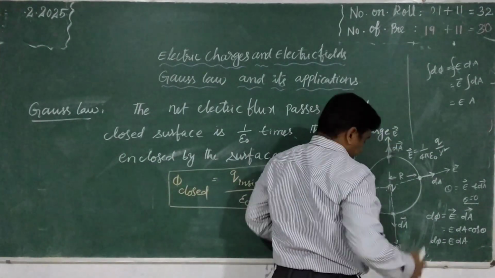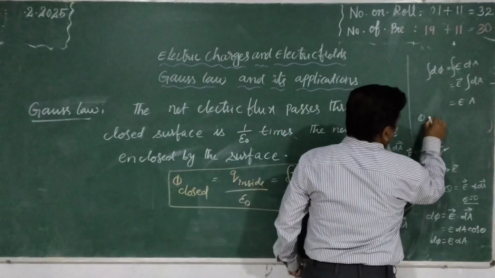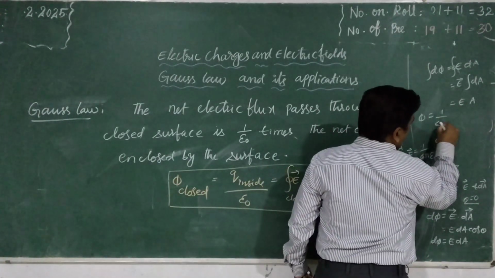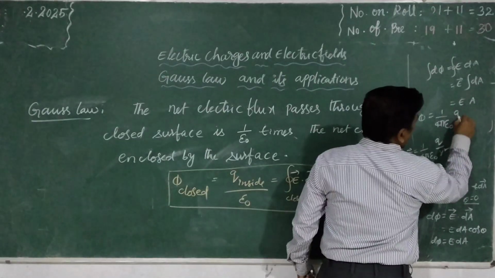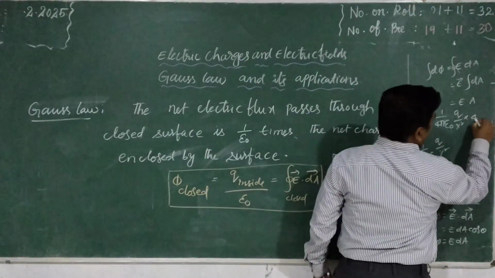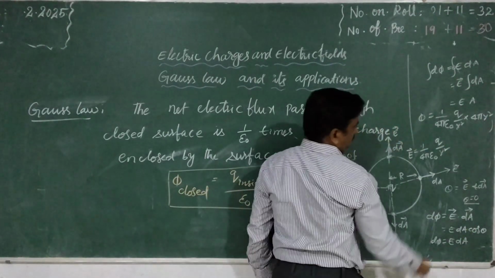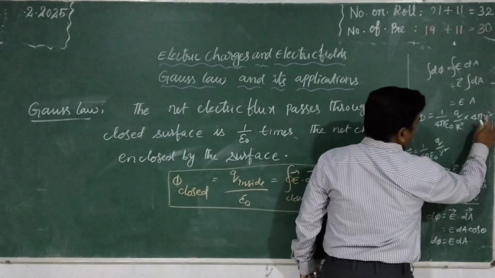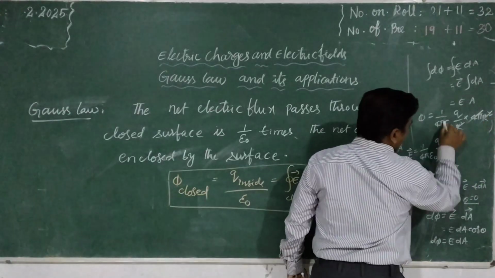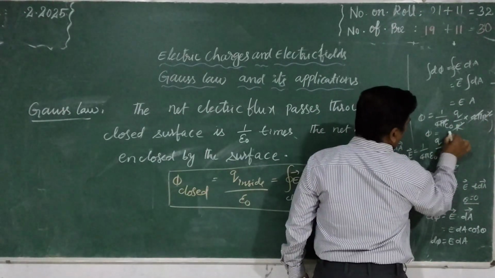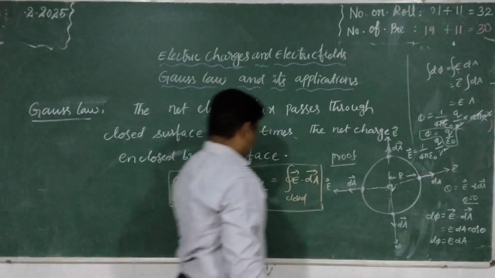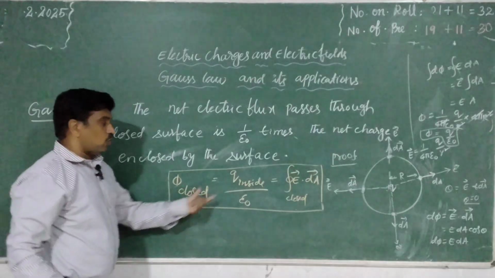So phi equals E, which is 1 by 4 pi epsilon naught q by r square, into the area of the surface, 4 pi r square. Here the radius is capital R. This R square cancels and 4 pi cancels. What do we get? Phi equals q by epsilon naught. This is Gauss's law: phi closed equals q by epsilon naught.